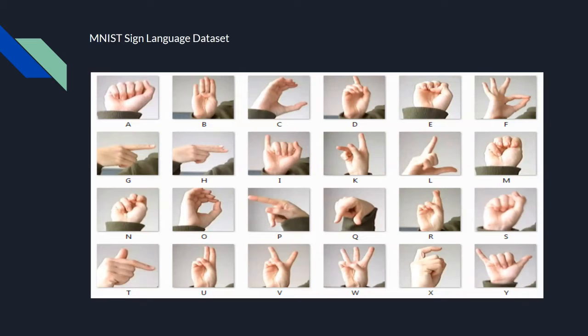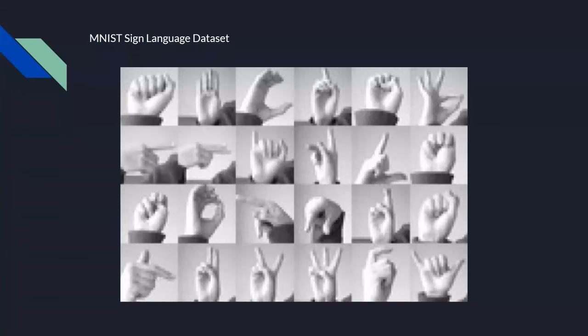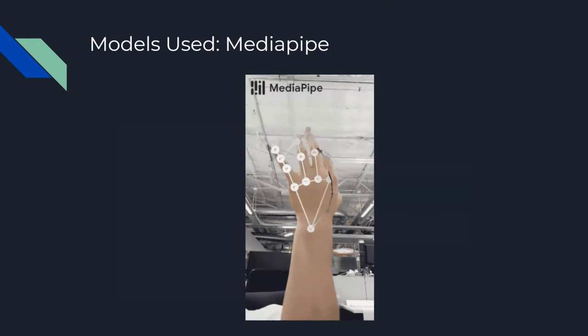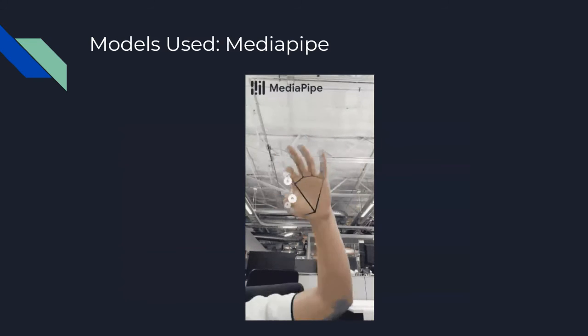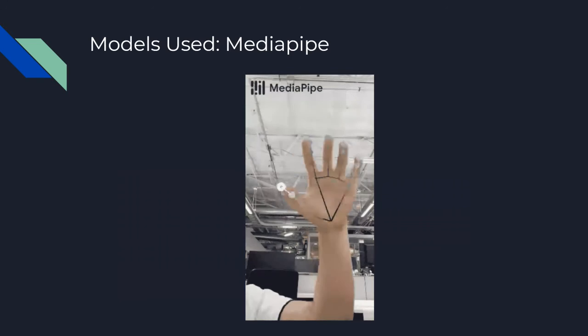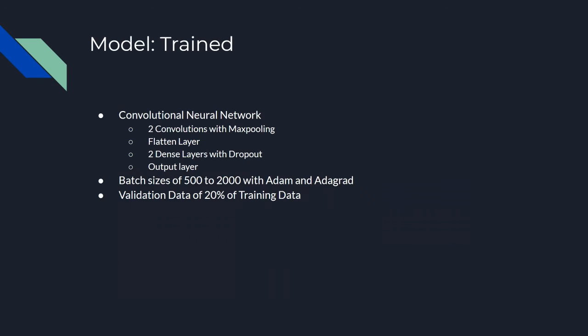The data set that we're going to be using is based off of the MNIST data set. It looks like this and it's black and white. We used MediaPipe to do things like cropping the hand, because we are grabbing a full frame image of the person and we want to just be able to get the hand.